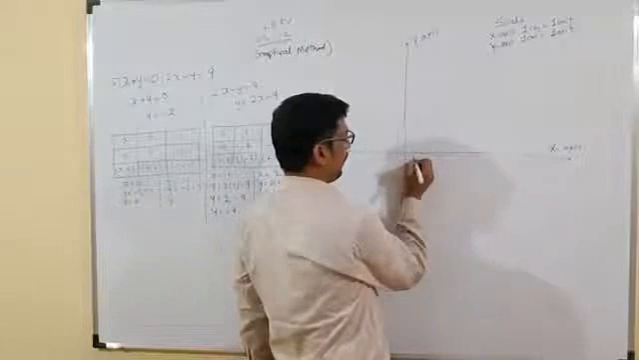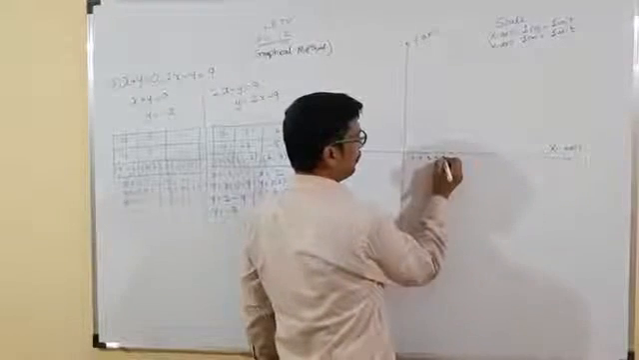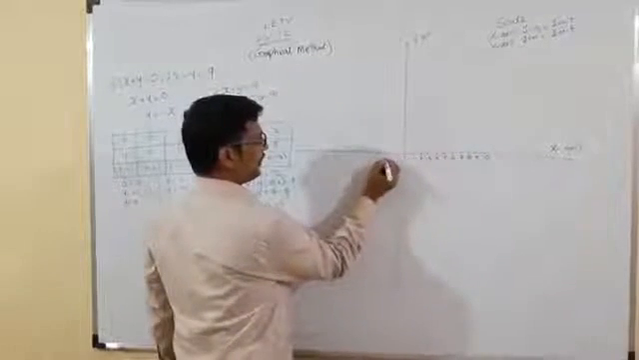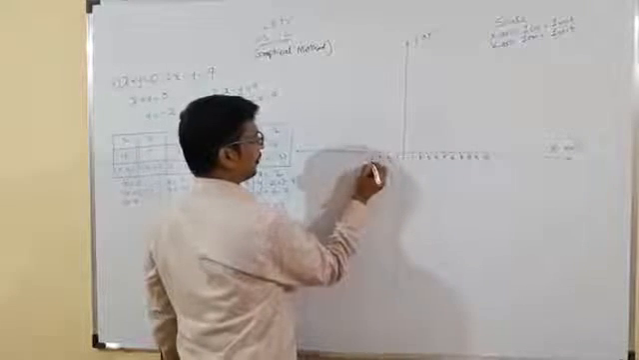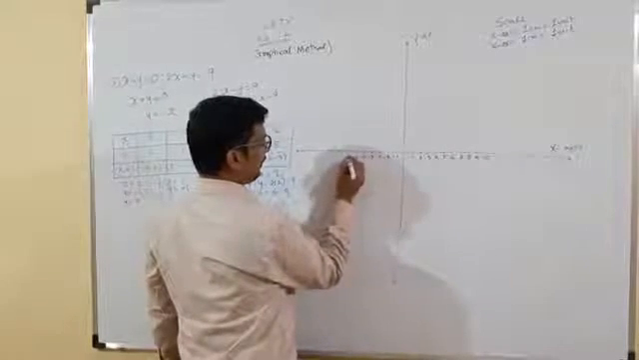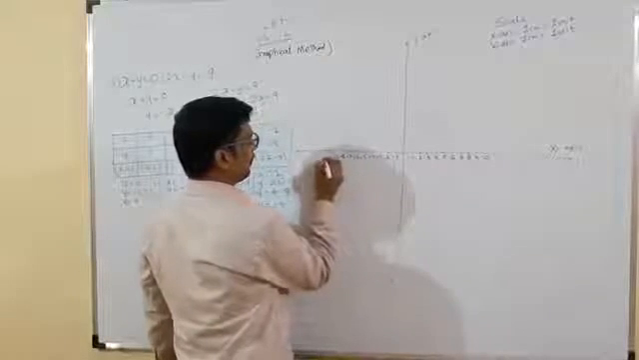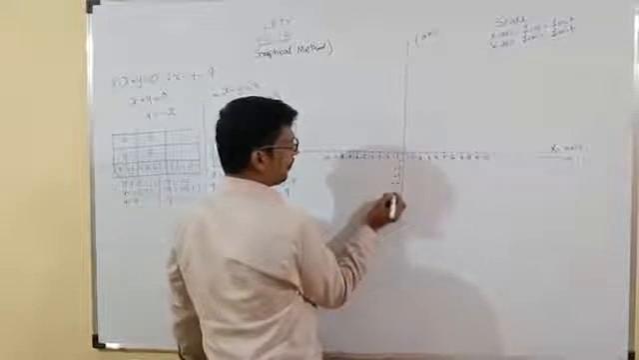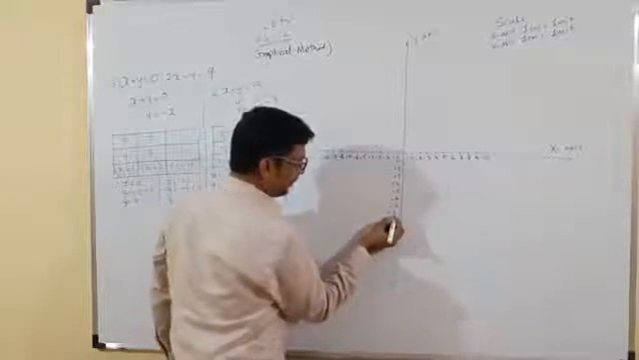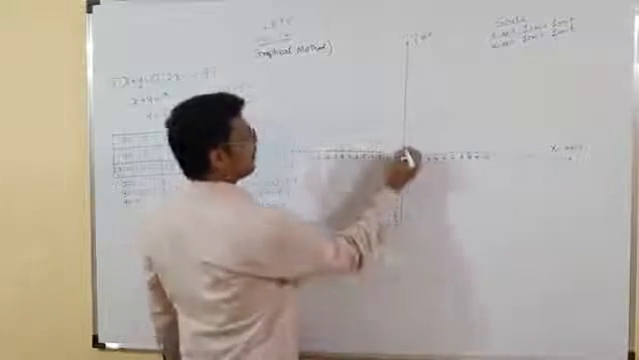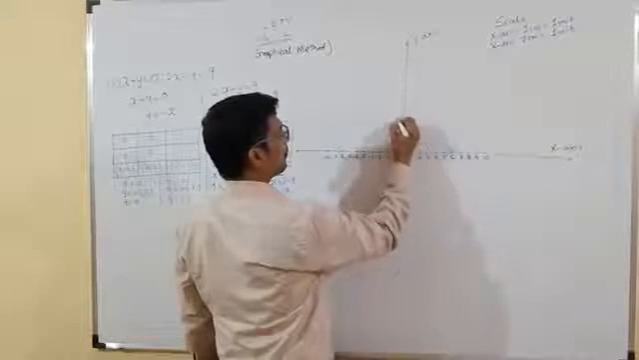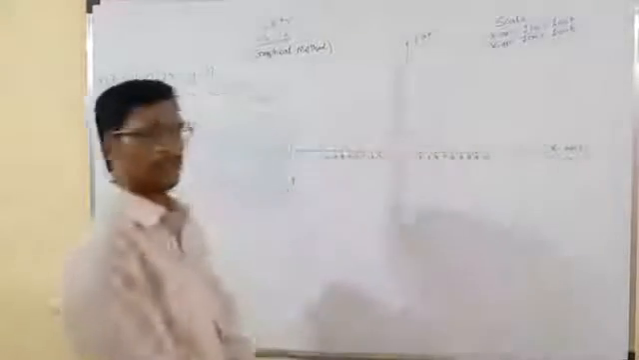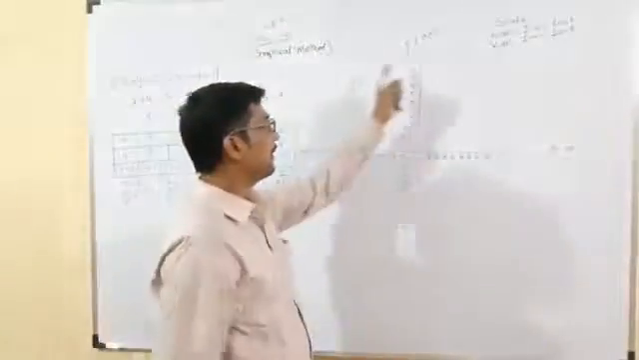So I'm going to write it over here 1, 2, 3, 4, 5, 6, 7, 8, 9, 10. Here it is -1, -2, -3, -4, -5, -6, -7, -8, -9, -10. Again over here -1 to -10. Over here 1 to 10. Fine. So I have just calibrated my graph.